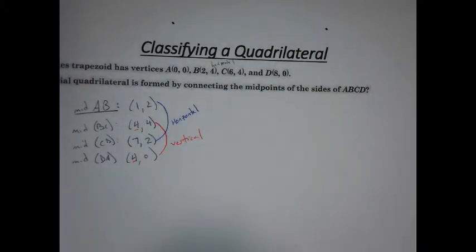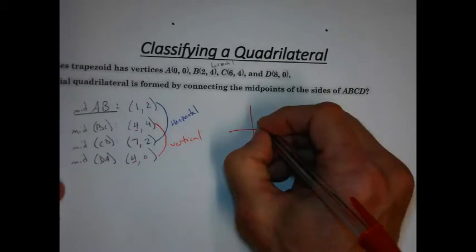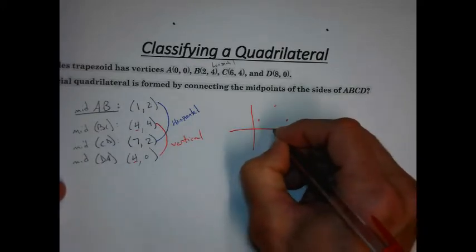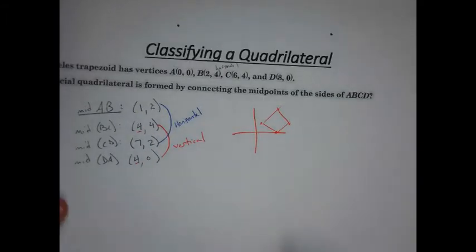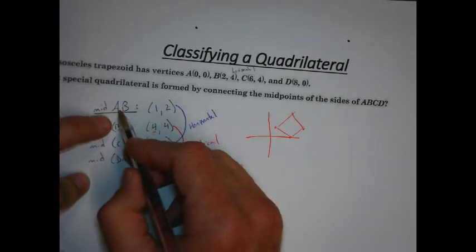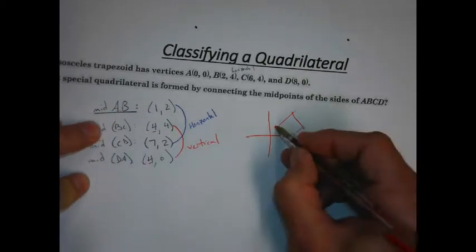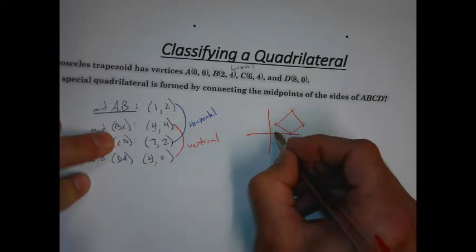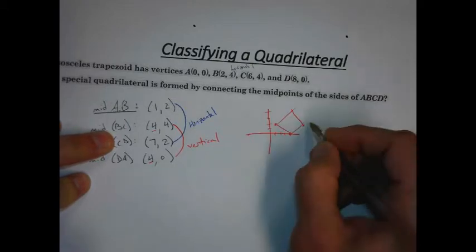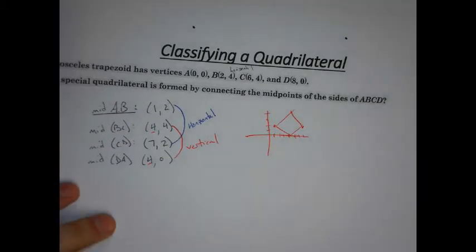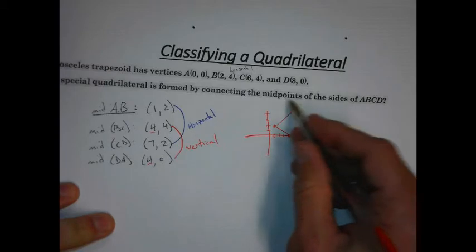So let's visualize what we have. We have a point at 1, 2, which is about here, a point at 4, 4, which is about here, a point at 7, 2, which is about here, and a point at 4, 0, which is down here. But those aren't necessarily connected. So the midpoint from A to B is at 1, 2. The midpoint from B to C is at 4, 4. And we have our points here.